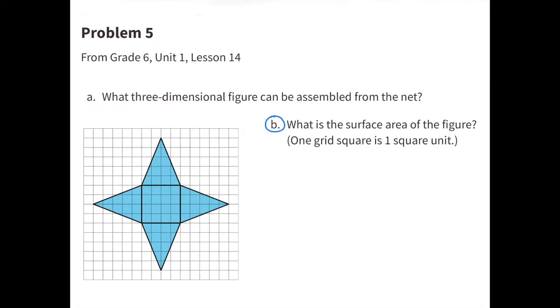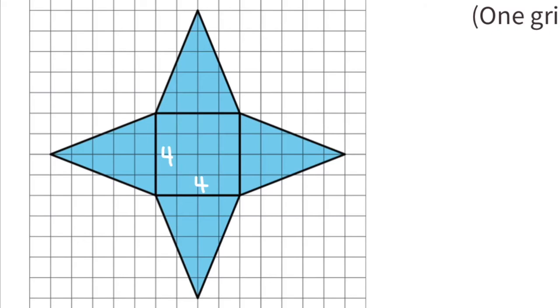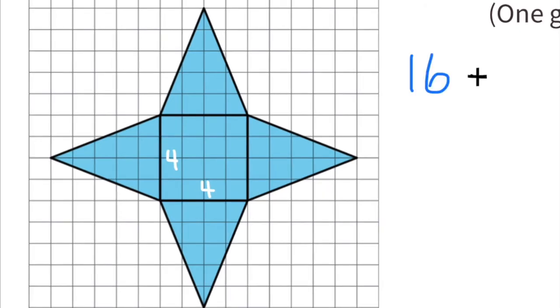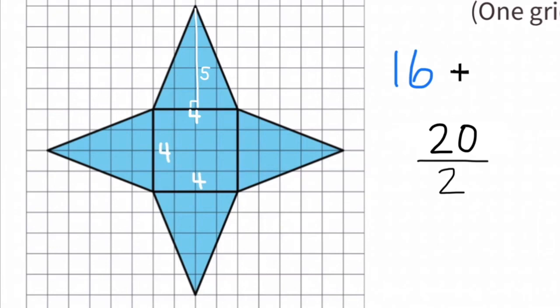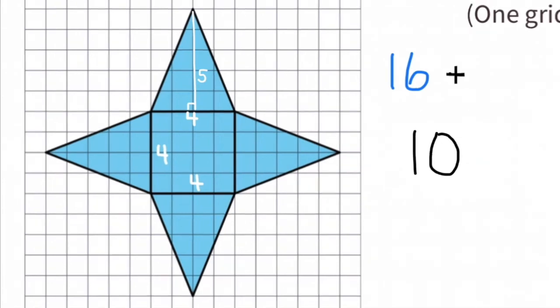B. What is the surface area of the figure? 1 grid square is 1 square unit. For the base, the area would be 4 times 4, or 16 square units. For the outer triangles, the area would be half of 4 times 5, or half of 20. 10 square units per triangle.